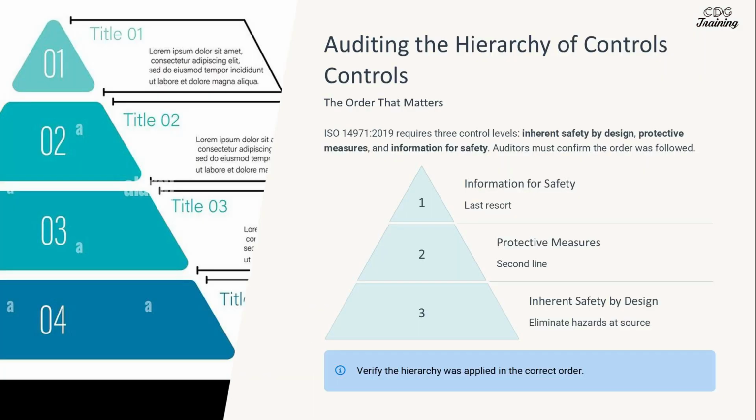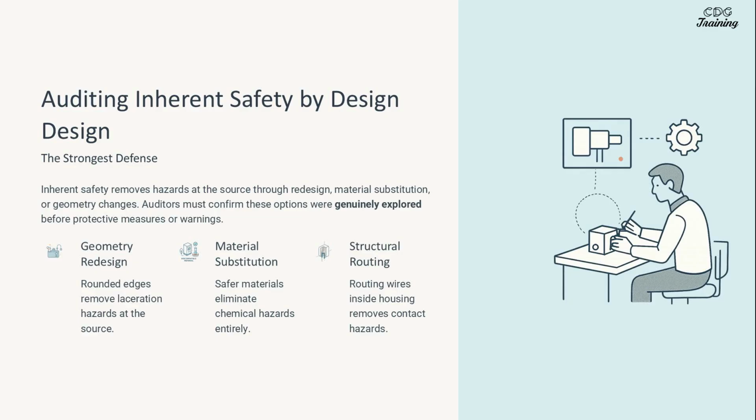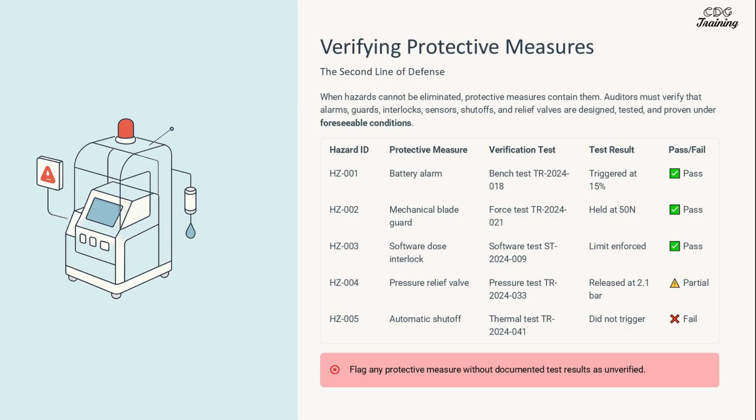Auditors must confirm the correct order of control levels: inherent safety by design, protective measures, and information for safety. This hierarchy is key to effective risk management. Inherent safety involves removing hazards at the source through redesign or substitution. Auditors must ensure these options were genuinely explored before other measures. Protective measures are the second line of defense. Auditors must verify their effectiveness under foreseeable conditions, ensuring they are tested and documented.